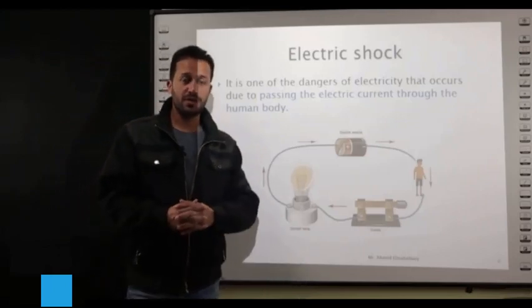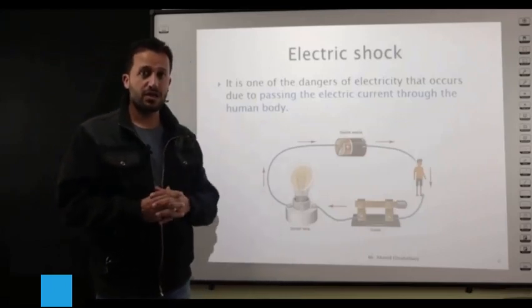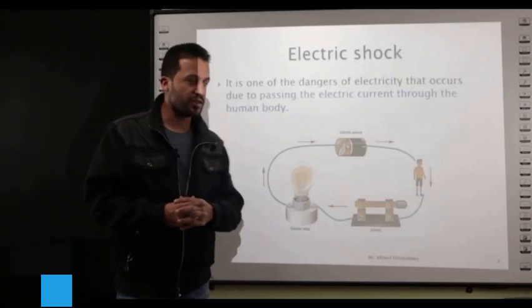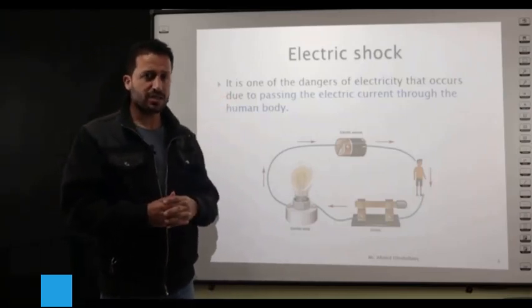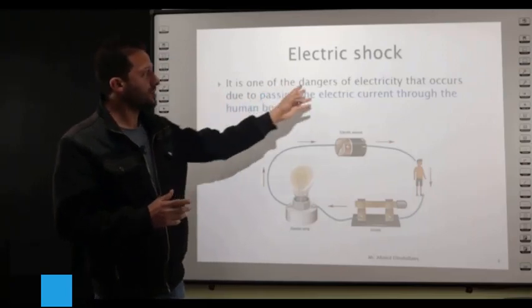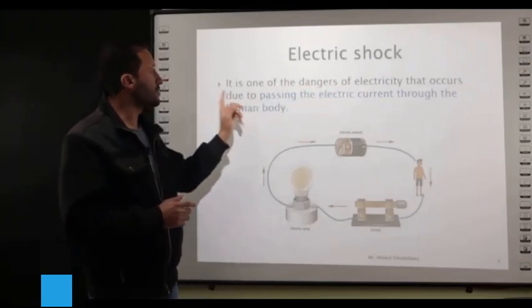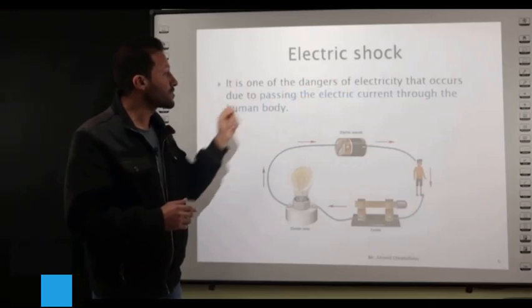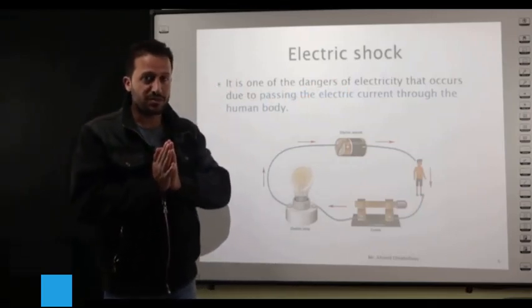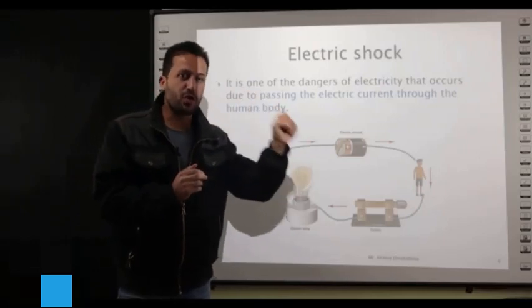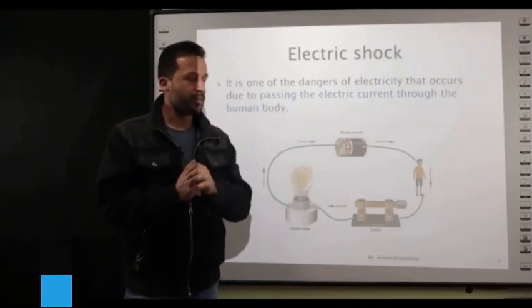Now, let's talk about another direct injury caused by electric energy. This is called electric shock. Electric shock is one of the dangers of electricity that occurs due to passing electric current through the human body. Through the human body, this means that you touch a source of electric energy.